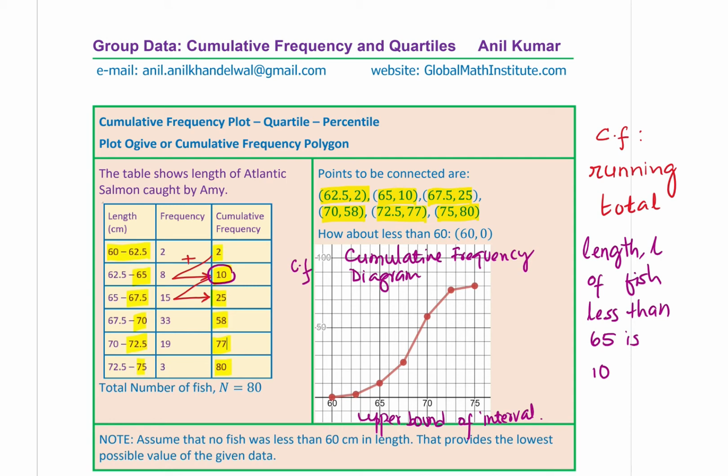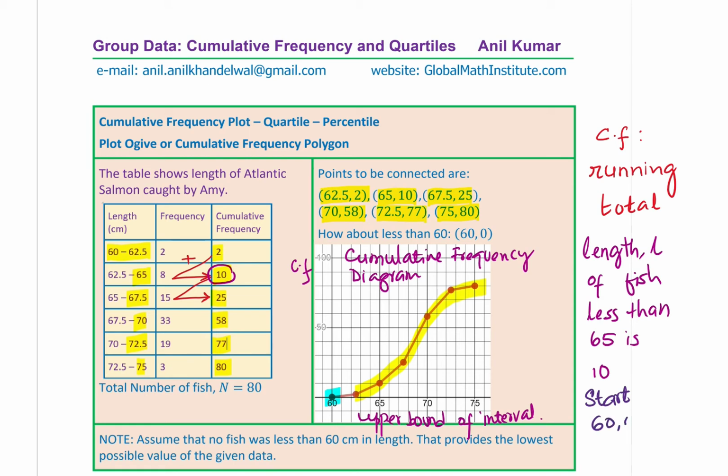Joining these points, we'll get a graph which will look something like this. Now, the critical point here is missing. The critical point which I want to highlight is the point where the graph should start from. That is the starting point, right? So we have to check the starting point, which is right on the x-intercept. The data also tells you how many are less than 60.